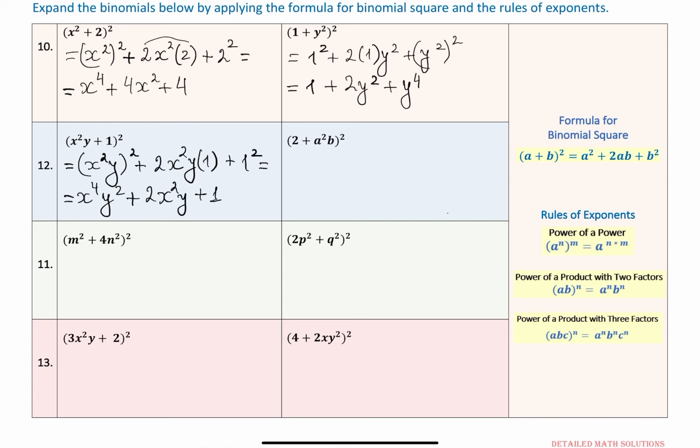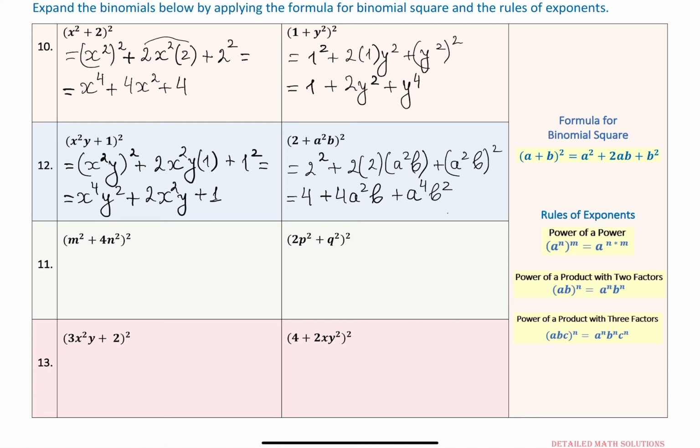Next exercise, (2 + a²b)². This equals 2² + 2 times 2a²b + (a²b)². 2² is 4 + 2 times 2, 4a²b + , again we can use the rule of exponent for power of a product with two factors and multiply the exponents. So (a²)² becomes a⁴ and then b².